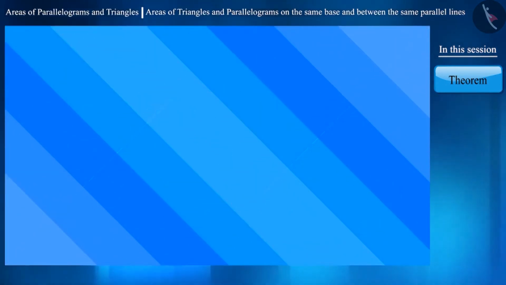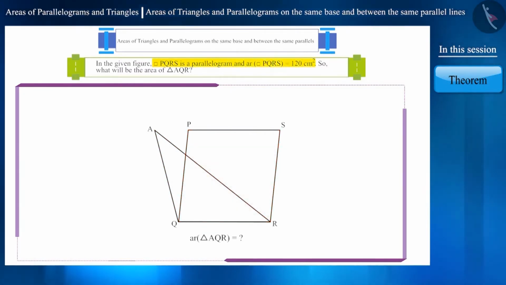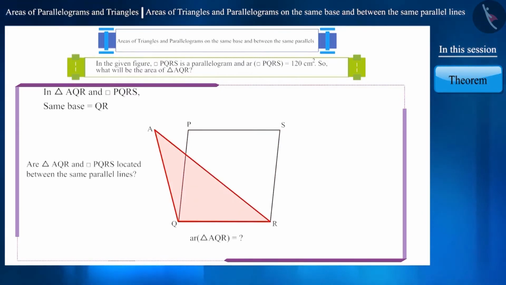So let's start. Friends, look at the figure given on the screen and tell what would be the area of the triangle AQR. It is given that the quadrilateral PQRS is a parallelogram and its area is 120 square centimeter. Here, triangle AQR and parallelogram PQRS lie on the same base QR. Can you tell anything more about the figure? Are these shapes located between the same parallel lines?